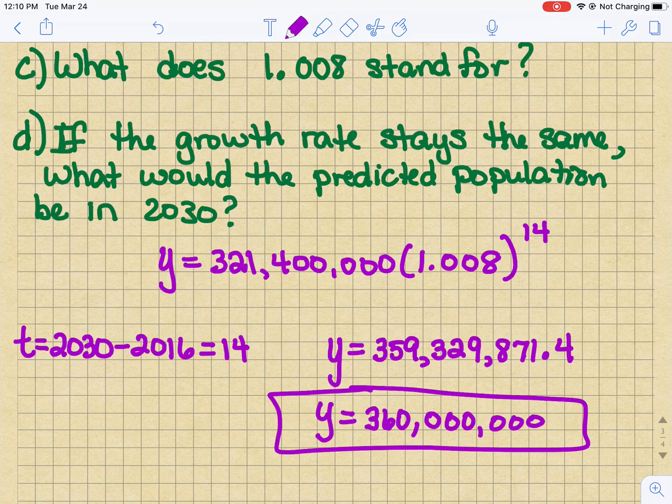Now, if I don't tell you what to round to, you could still give me 359,329,871, because you should know that 4/10 of a person is a mathematical answer, and you need to fix it and make it so that it makes sense with this word problem.